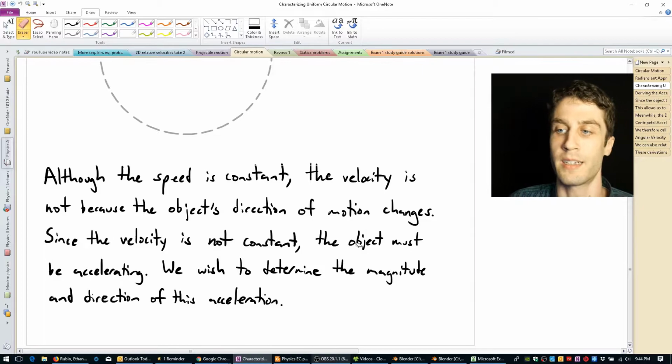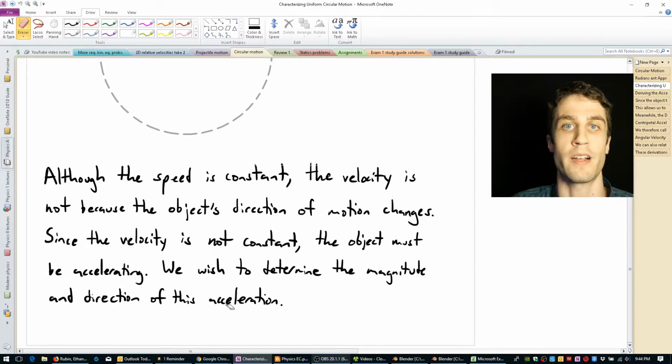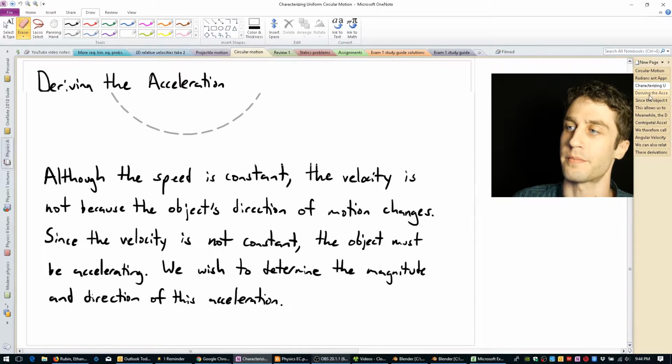Since the velocity is not constant, the object must be accelerating. If up to this point you've considered that acceleration is associated with change in speed, I want you to get that out of your mind. There is an acceleration involved here. We wish to determine the magnitude and direction of this acceleration.